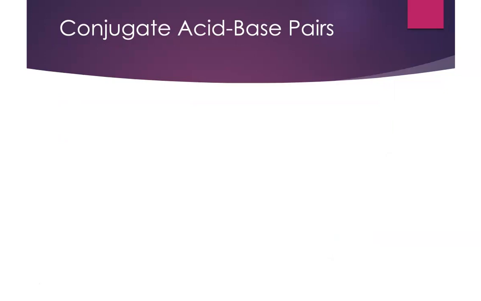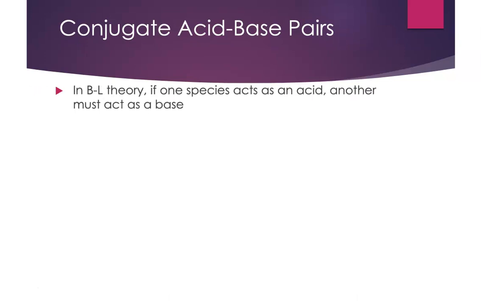But this leads us to the idea of conjugate acid-base pairs. When an acid gives away its H+, what's left is its conjugate base. We can't just have an acid without a base, so we have to think about what the products are and label them. Our conjugate pairs are what's left when an acid gives away an H+, or what you form when your base accepts that H+. Those conjugate pairs differ only by a proton in their formula. We're going to spend a lot of time talking about that.